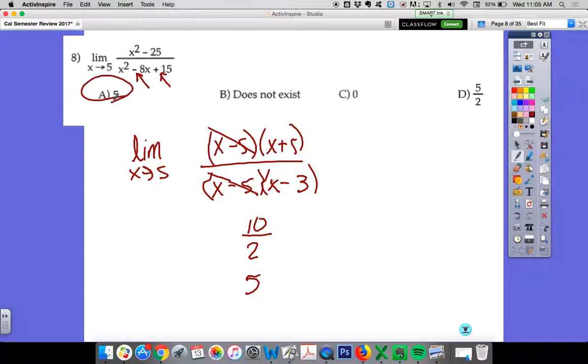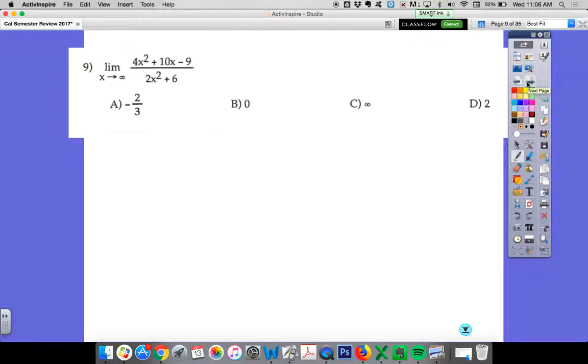There we go. So y'all good with that? Make sense? Okay. All right. Now this one, it says go into infinity. So when you see go into infinity, I need you to think horizontal asymptote.